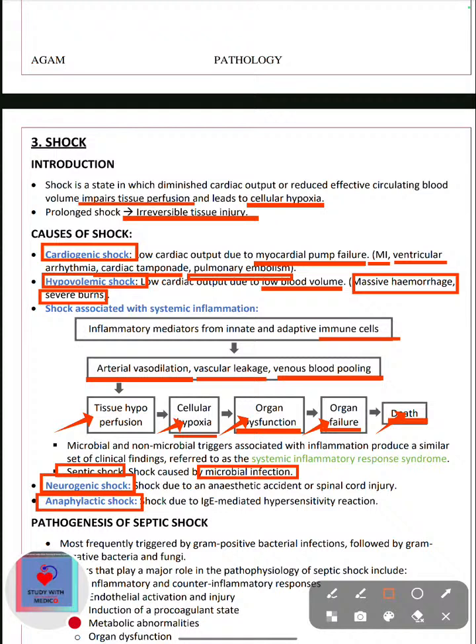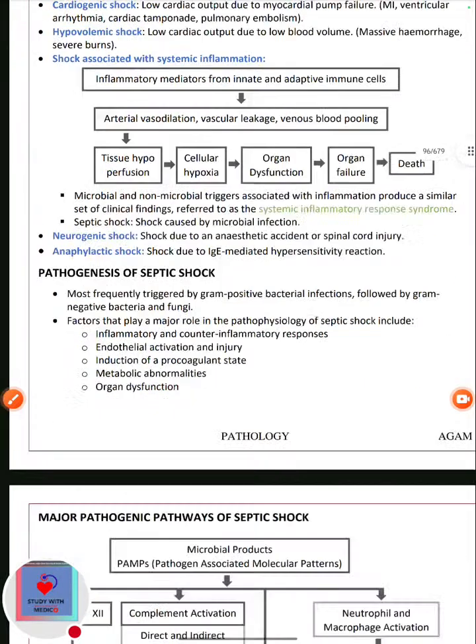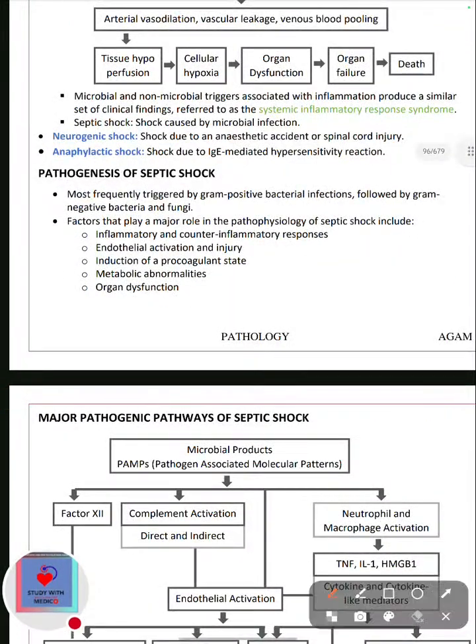Okay, neurogenic shock. It is due to anesthetic accident or spinal cord injury. Anaphylactic shock is due to IgE mediated hypersensitivity reaction.